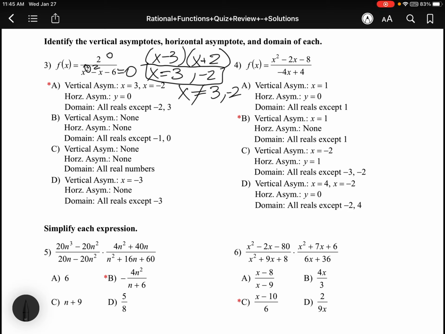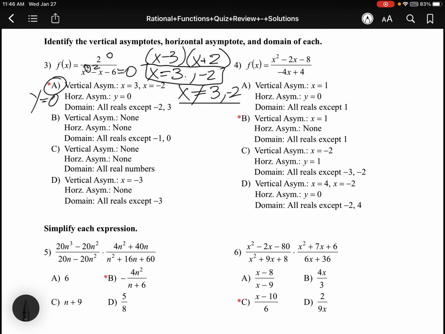So let's look through the options. Option A, our vertical asymptote is at x equals 3 and x equals negative 2. Same thing that we have. Our horizontal asymptote is at y equals 0, which is what we determined. And our domain is all real numbers except for negative 2 and 3, which is also what we have. So the correct answer is A. You can look through the other options. They have different answers.